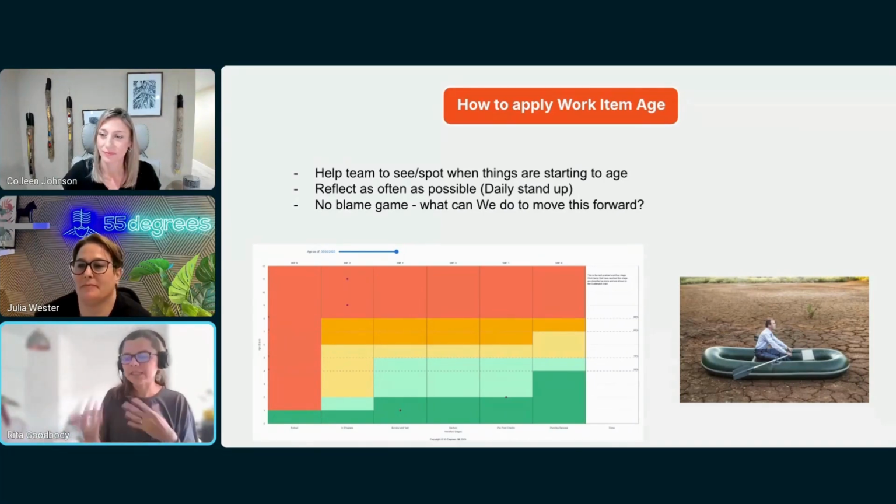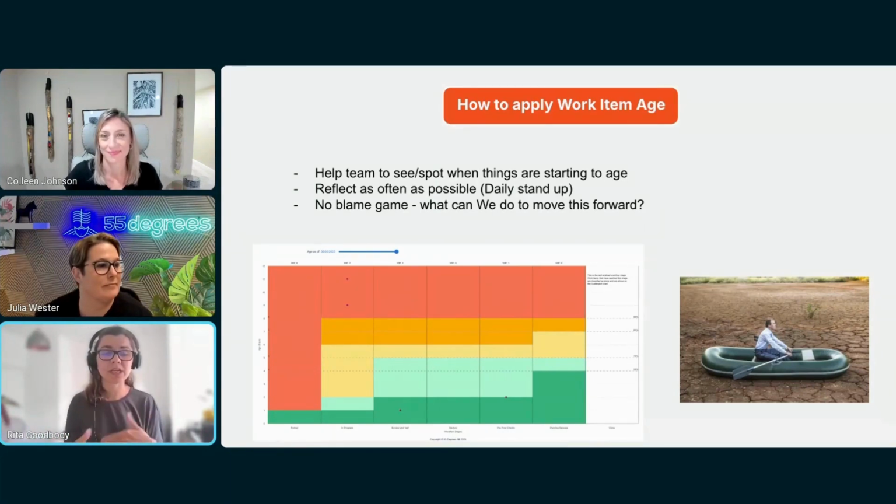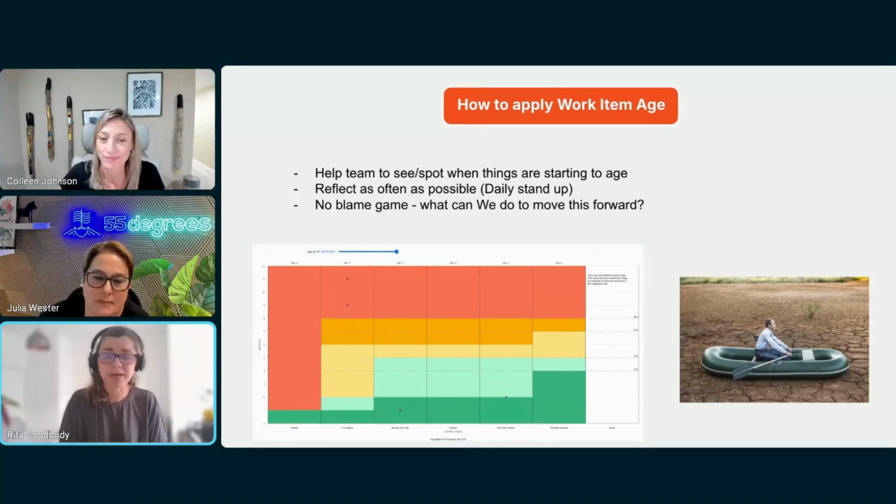So yeah, reflecting together as often as possible, because this is still a leading measure. This is going to help you. It's not in the past. It didn't happen yet. So you can still make something out of it. You can learn, and that continuous improvement mindset really comes into play, because you can still do something about it today. You don't have to wait till tomorrow. You don't have to wait till retro. You don't have to wait till 2 months in the future.